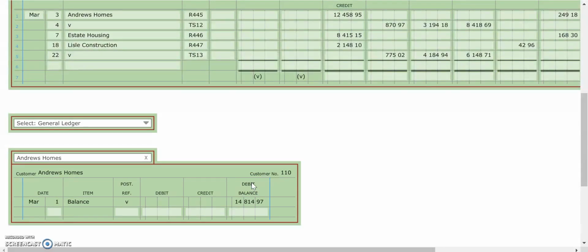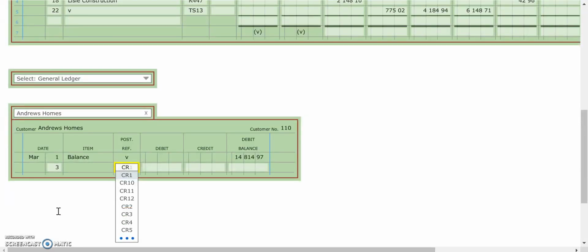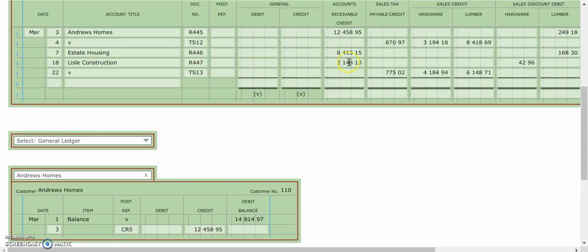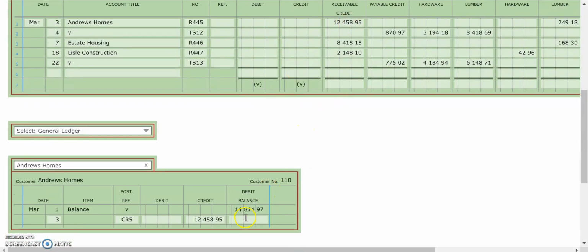And as I scroll down here, we put the third. This is our cash receipt, so it's CR, and we're on page 5. And it is a credit of $12,458.95. Again, I'm just pulling that from this information right here, the accounts receivable credit for Andrew's Homes. Because accounts receivable is a debit balance, that means we need to subtract. So our new balance here is $2,356.02. Then we need to take our customer number, which is 110, and go right up here to Andrew's Homes and put our post reference number in.